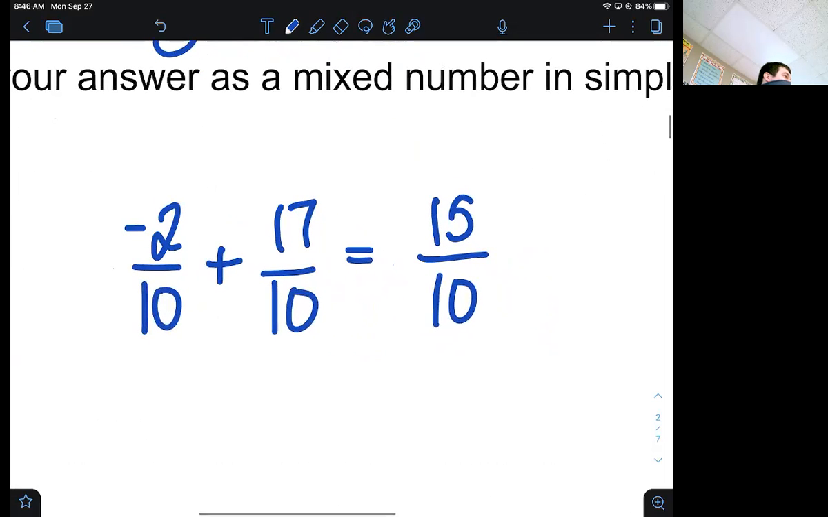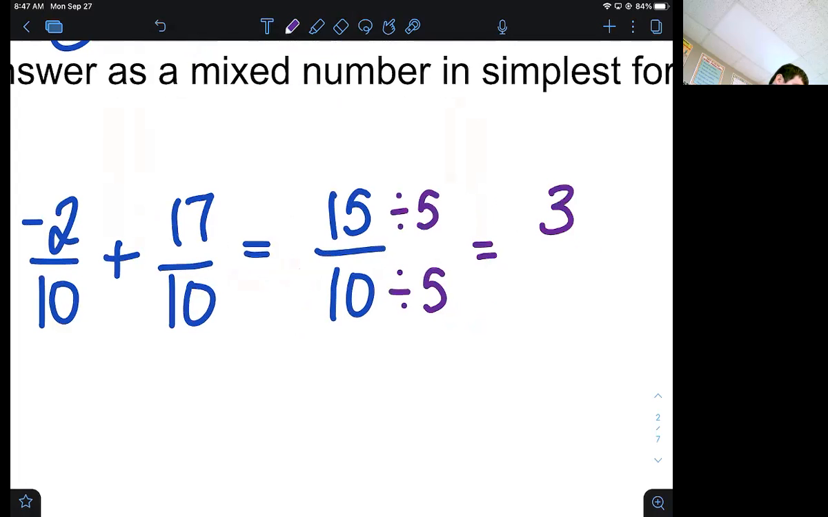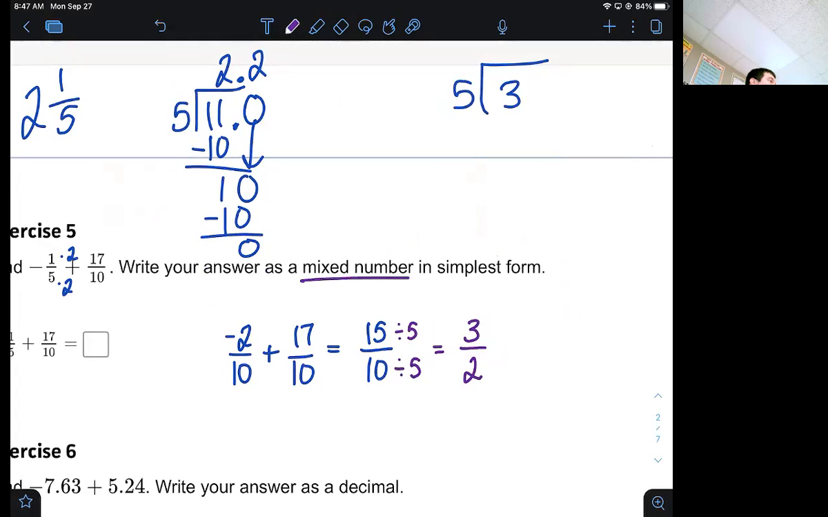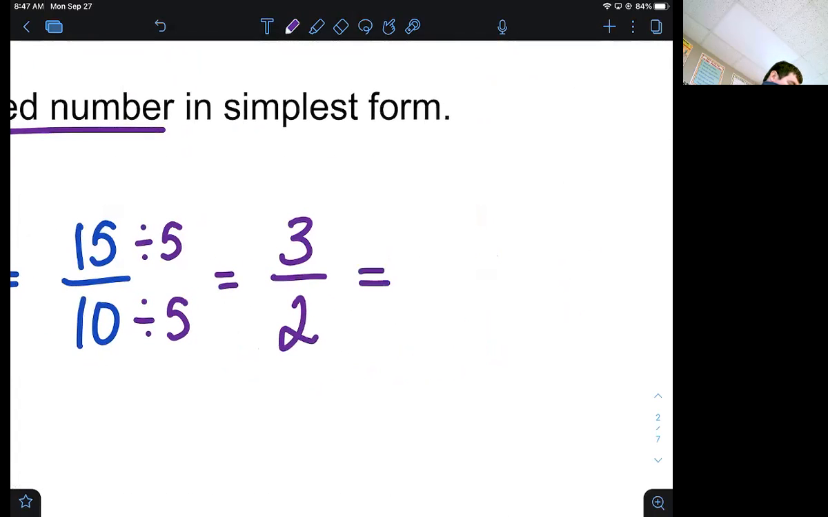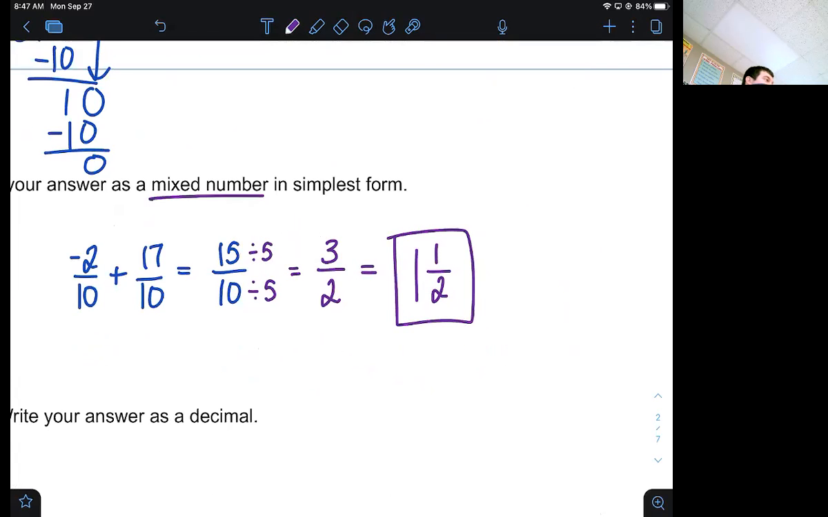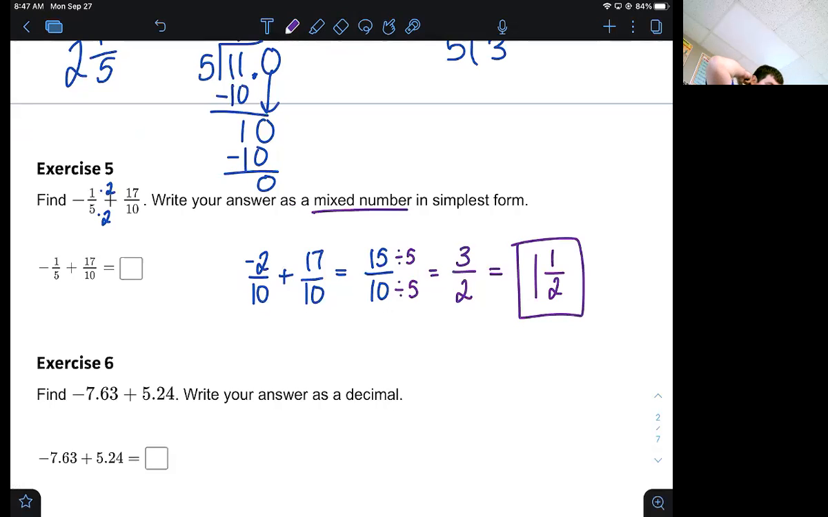What goes into 15 that also goes into 10? 5. How many times does 5 go into 15? And how many times does 5 go into 10? 2. So this is 3/2. Now I would accept that answer of 3/2 on a test. But the instructions on this question specifically say to write that as a mixed number, something I don't make you do. How many times does 2 go into 3? Once, with how many left over? Yeah. So 3/2 is the same as 1 and 1/2. And we know it's positive because, as Parker said, the positive army won this war. So we're going to write 3/2 as 1 1/2.